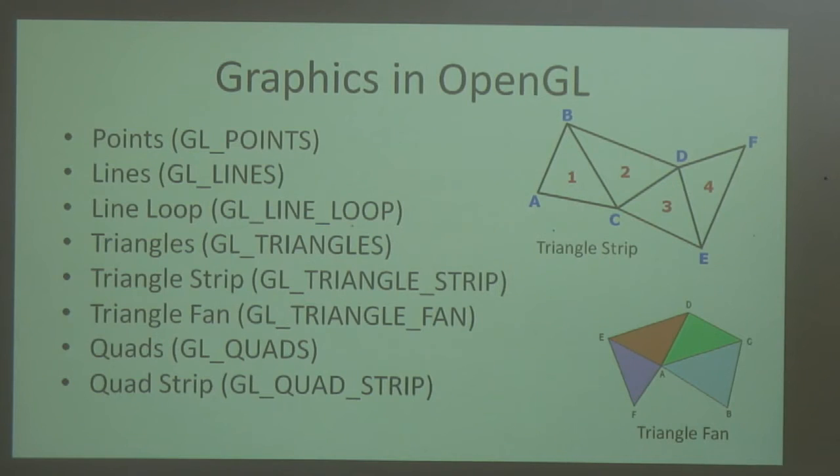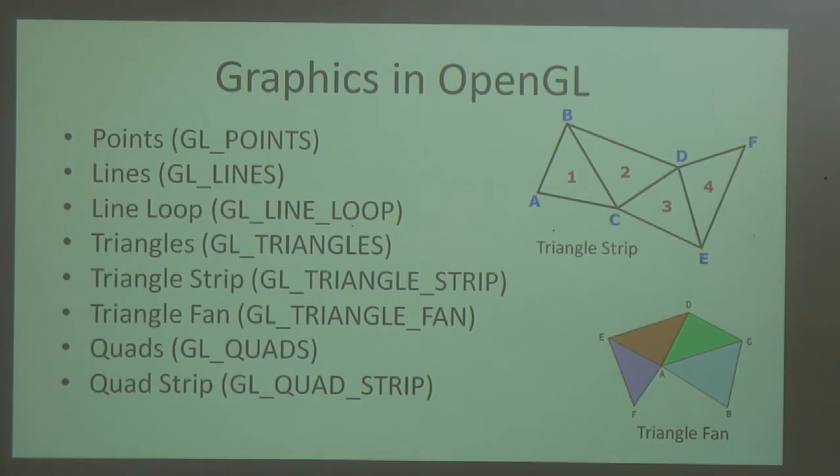So let's see. So let's do 1, 2, 3. So we do triangles. What that's going to do is it's going to grab every set of 3 points and draw a triangle. So 1, 2, 3. 1, 2, 3. Then we have a triangle strip. And that's where it starts getting a little bit confusing.